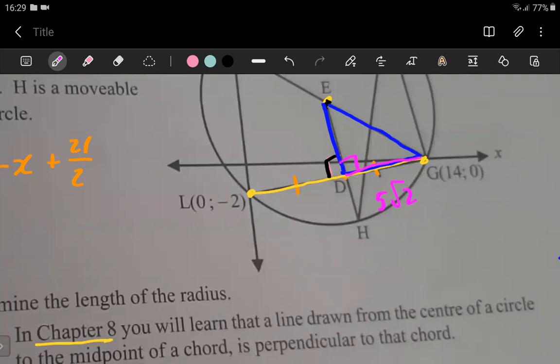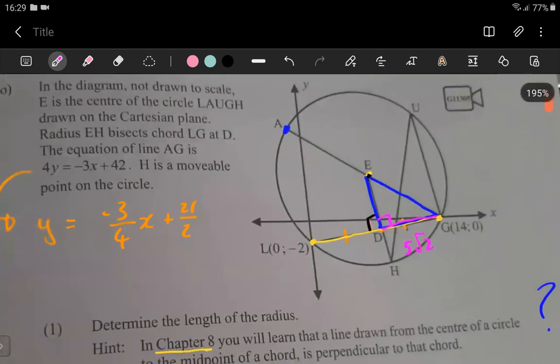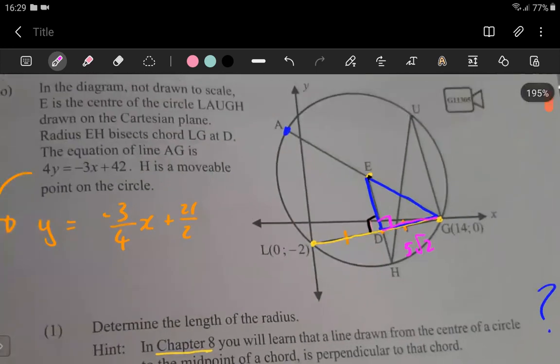Still not convinced that there's enough information, because we have a 90-degree angle in there, and then we have the length 5 square root of 2. If ED is going to be equal to 10, then the radius is equal to 20. But then how do we get the radius of 20 now?